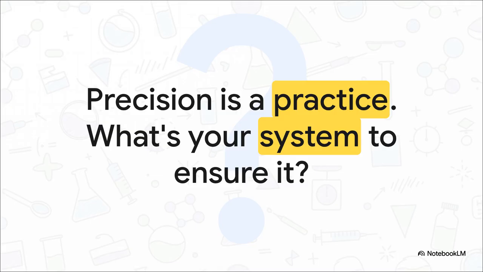And really, that's the whole takeaway here. This isn't just about plugging numbers into a calculator. It's about building a system, a habit, a practice of being precise. Double-checking, verifying, labeling, that's what keeps your research safe and reproducible. So I'll leave you with this question to think about. What's your system for making sure you get it right every time?